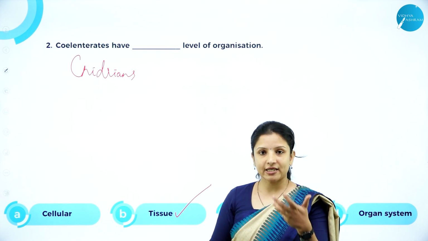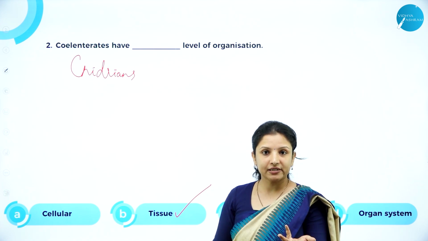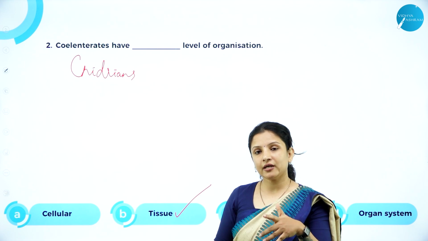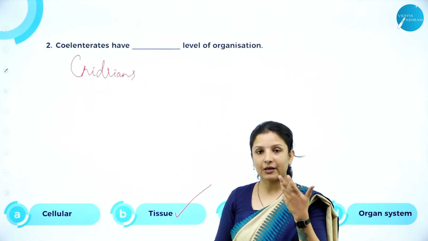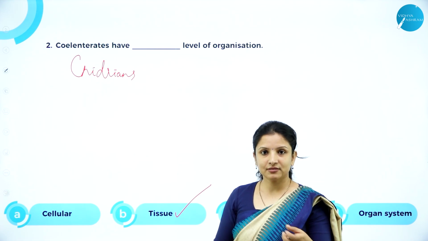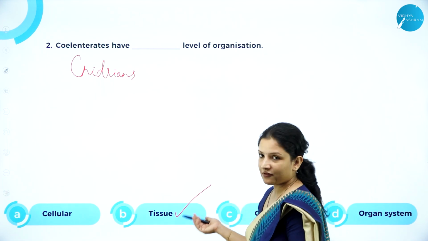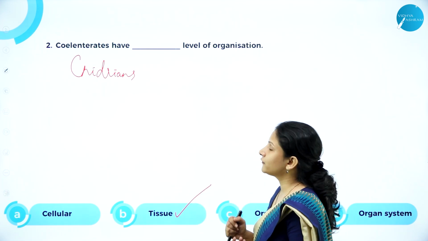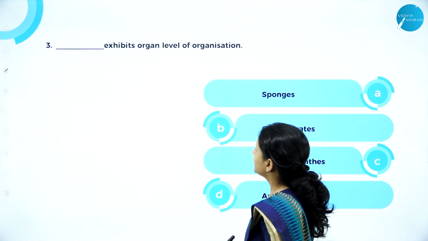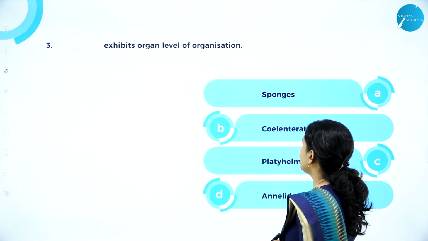For example, in jellyfish, the tentacles, which are multicellular, function to capture prey and as a defense mechanism for the organism. That is their function. Therefore, they have tissue level of organization. Next, dash exhibits organ level of organization.